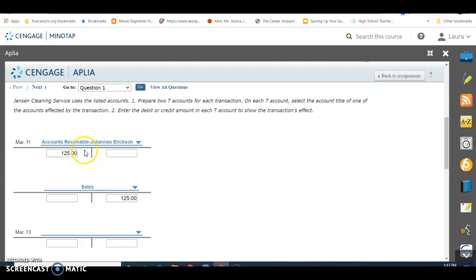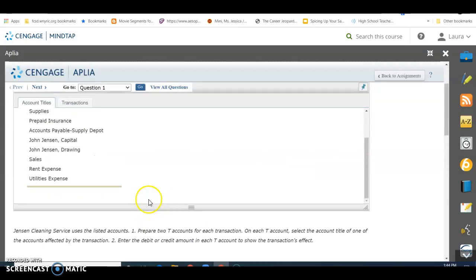So what does this really mean? We didn't get cash right now, because if we did, we'd put the label cash up here. Instead, it was kind of like somebody told us, I want to buy this now, but I want to pay you later. So this person now has a debt to us in the form of accounts receivable for $125. It's an asset, so it increases on the debit side. Sales always increases on the credit side.